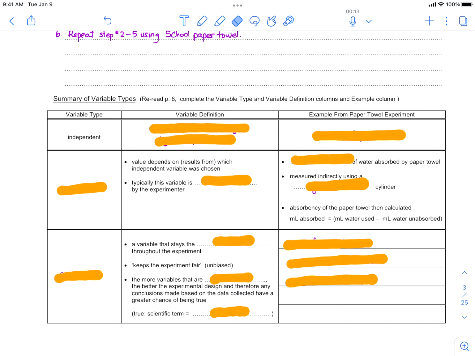Okay, so if you're at home and you're watching this, press pause and reread this part of our textbook.